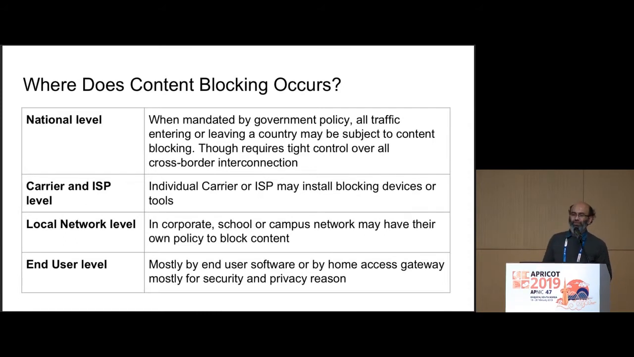But where does the content blocking occur? We have been doing content blocking for a long time at our homes to keep our children away from certain content. At the local network level, enterprises do content blocking to save employees' time, so they do not go to social media or something. That is also a common phenomenon. And at the carrier and ISP level, there is some sort of content blocking. In some countries, the government, by law, asks the operators to block certain content. And in many countries now, it is already mandated by government policy that all traffic entering or leaving the country must pass through some kind of filtering mechanism.